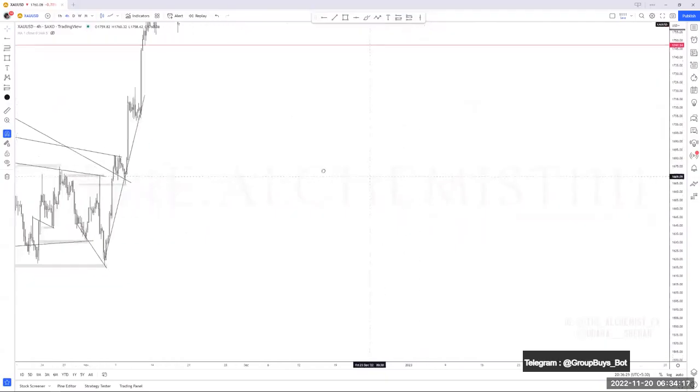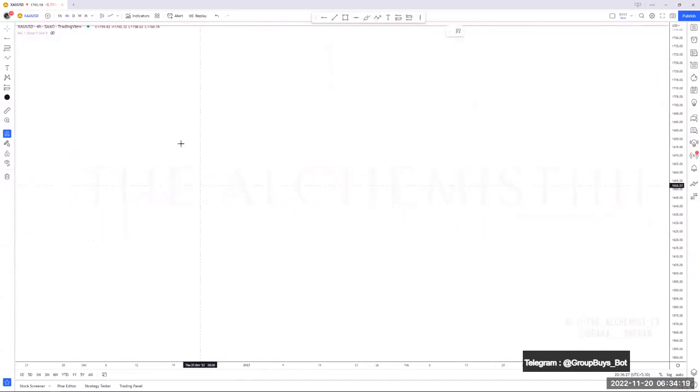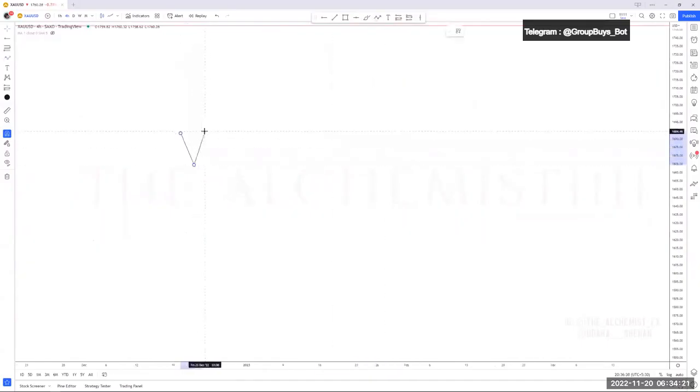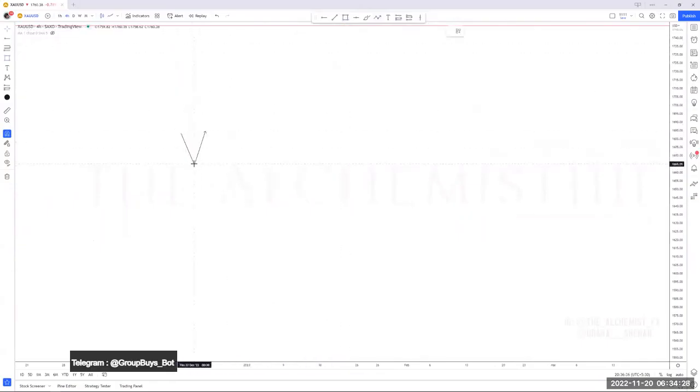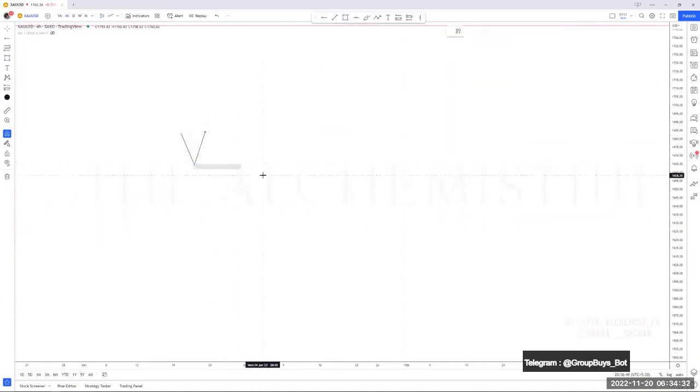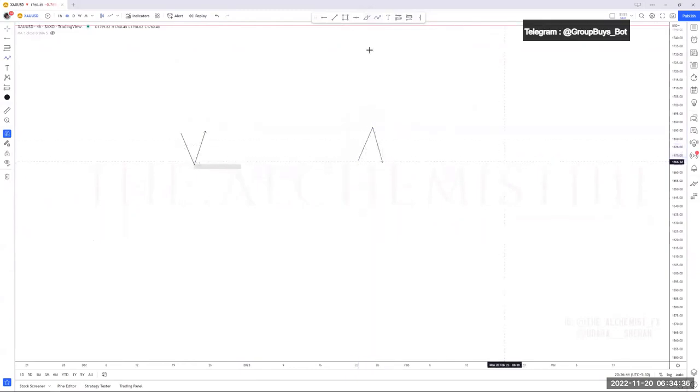First thing, a support will look like this. This is how a support would look like. The V formation, we call it a V formation or whatever. This right here is how a support would look like on a line chart. So this area right here will be the support. This will be the key level. And this right here will be the resistance. Same thing, this will be something like the A formation.